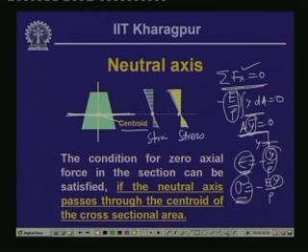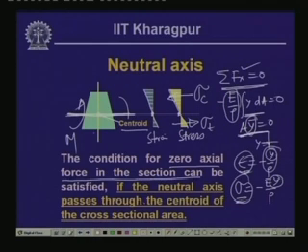So, this is the stress distribution, and according to our positive moment which is acting about this particular axis, we have a compressive stress here and tensile stress over here. So, if we call this stress sigma, sigma compression and sigma tension. Now, the condition for zero axial force in the section can be satisfied only if the neutral axis passes through the centroid of the cross section.